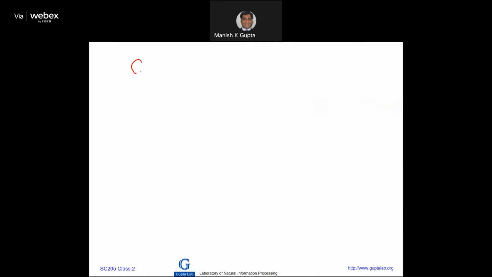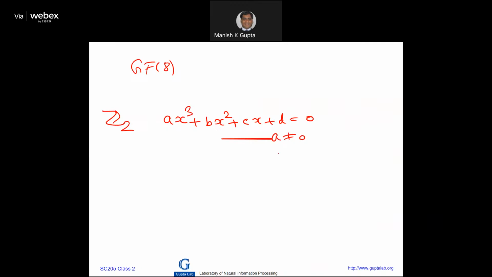I want to construct a field with 8 elements. Very good. So I'm looking at integers modulo 2 and the equation is ax cube plus bx square plus cx plus d equal to 0, where a is not equal to 0, and a, b, c, d belong to Z2, right? So again, as in the Nike ad, just do it.